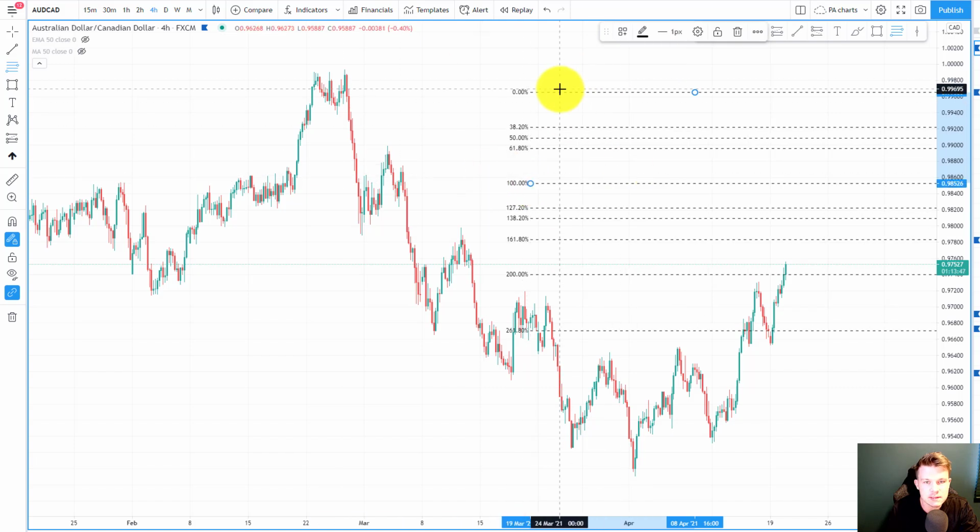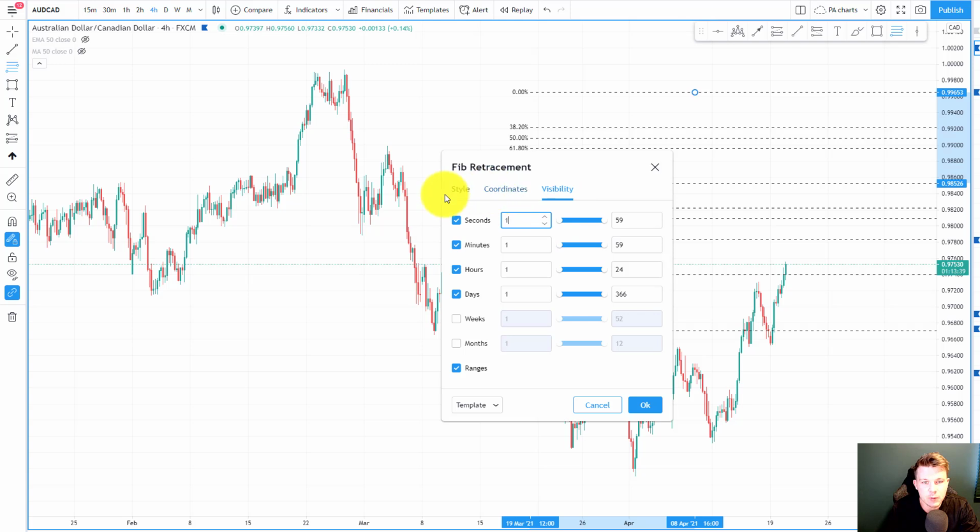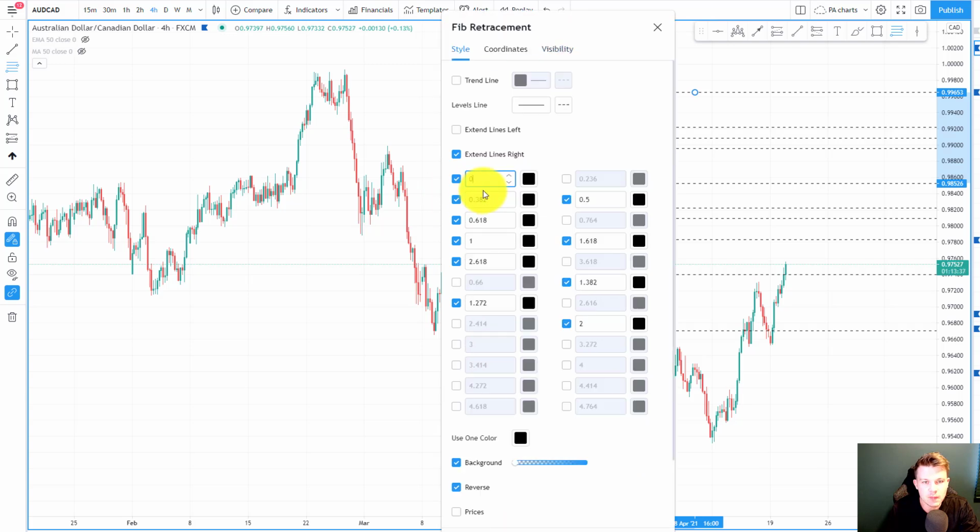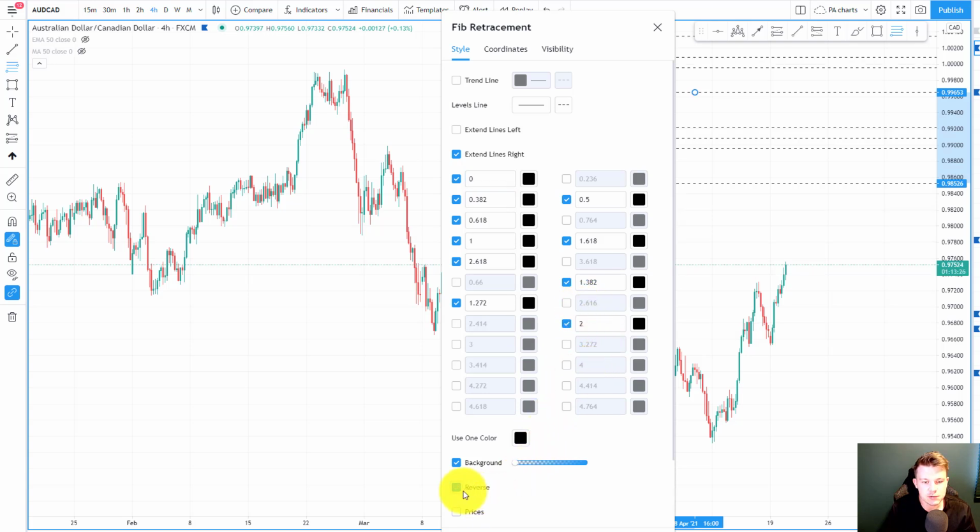It won't look the same in the beginning for you, but once you have dragged it onto the charts, you just click here on this settings symbol. And then the way I set it up is here, you can screenshot it, you can pause it. I use extensions of the 161, 261, 227, and so on and so forth. I also use reverse because I make use of the Fibonacci extensions.